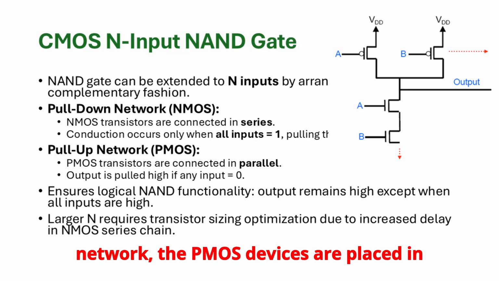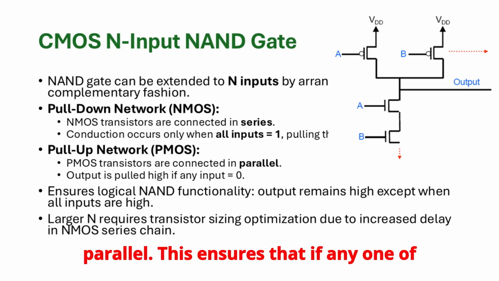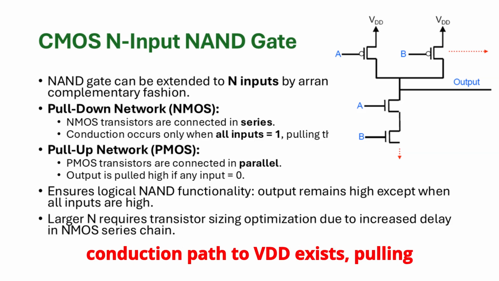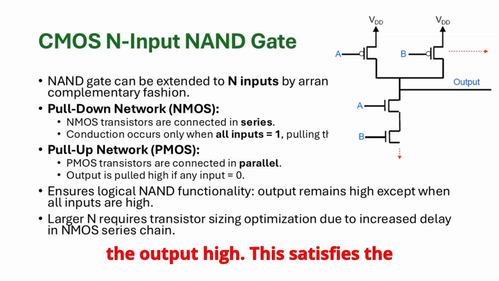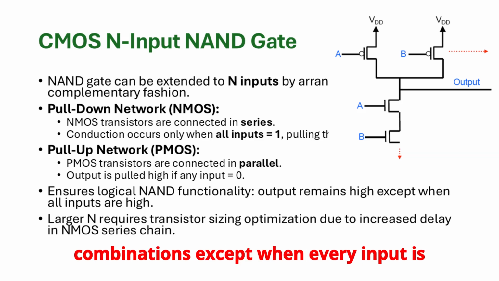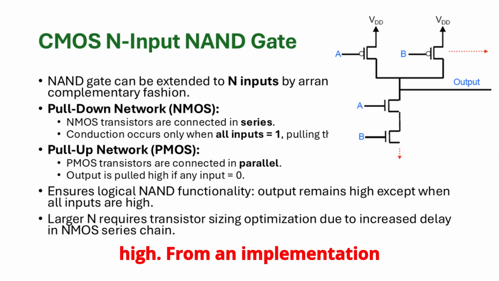Conversely, in the pull-up network, the PMOS devices are placed in parallel. This ensures that if any one of the inputs is low, at least one conduction path to VDD exists, pulling the output high. This satisfies the logic of the NAND function, where the output remains 1 for all input combinations except when every input is high.